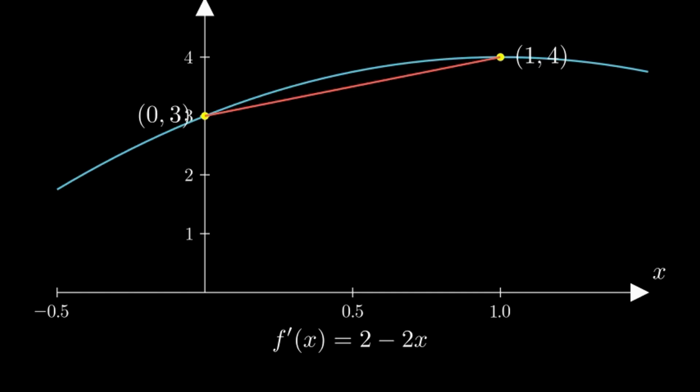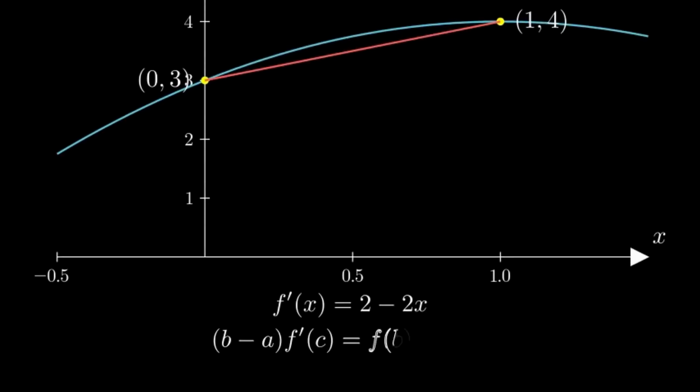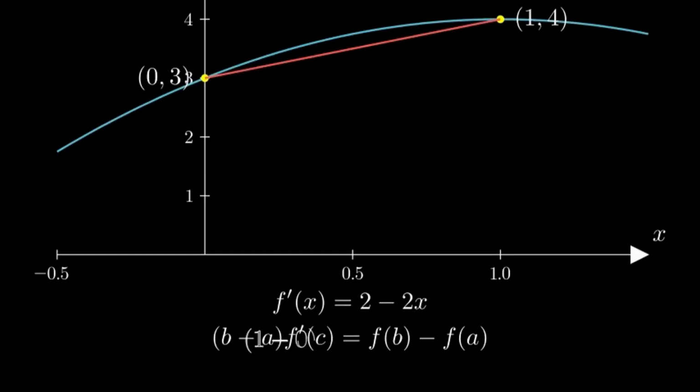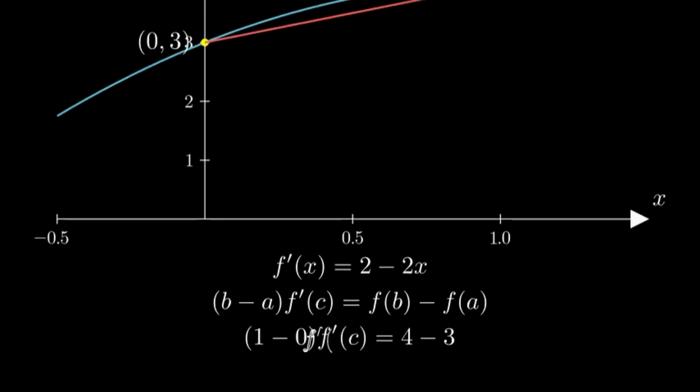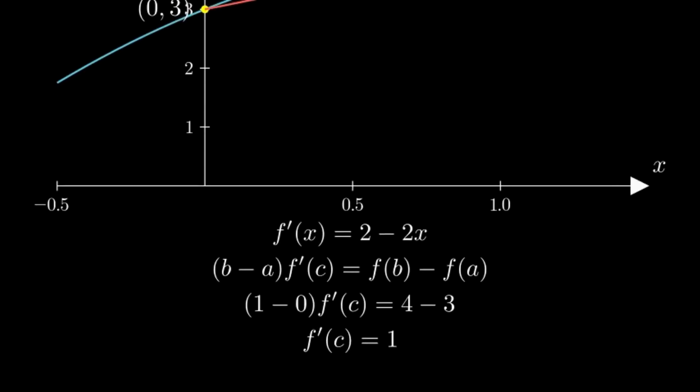Let's solve for the point c. Using the mean value theorem equation, we have (b - a) times f'(c) equals f(b) - f(a). Plugging in our values, (1 - 0) times f'(c) equals 4 - 3. This simplifies to f'(c) = 1.